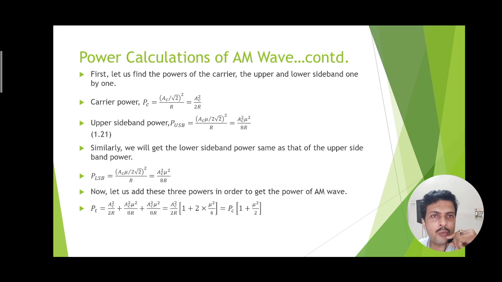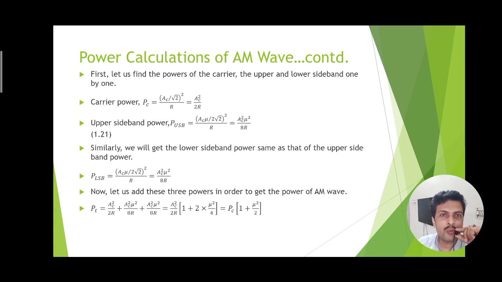The power calculation of the AM wave has three parts. One is the carrier power, another is the upper sideband power, and finally the lower sideband power. If we add all these three, we get the total power in the amplitude modulated signal, which is the carrier power multiplied by 1 plus mu square by 2. Now, in this total power expression, it is very clear that the carrier power is consuming most of the total power of the amplitude modulated signal, and this is a disadvantage present in the amplitude modulated signal because the carrier does not carry any information.